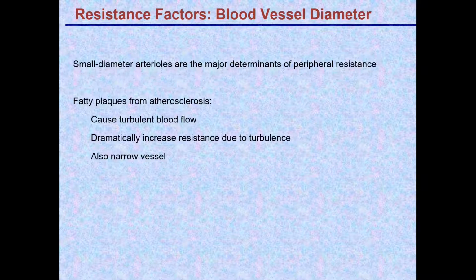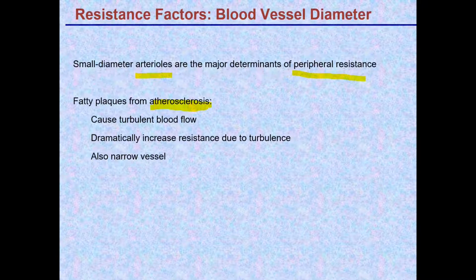Small diameter arterioles in the blood vasculature are in fact the major determining factors to the overall peripheral resistance. One of the pathological problems that's encountered, particularly with age, is deposits of what are called fatty plaques due to atherosclerosis. Deposits of material along the wall of the blood vessel, and actually often accompanied by hardening of the blood vessel, even some calcium deposits can occur.